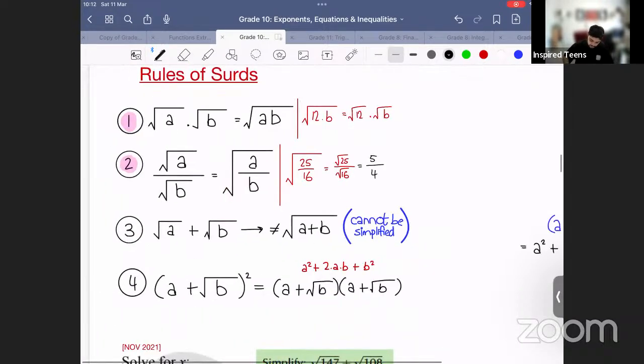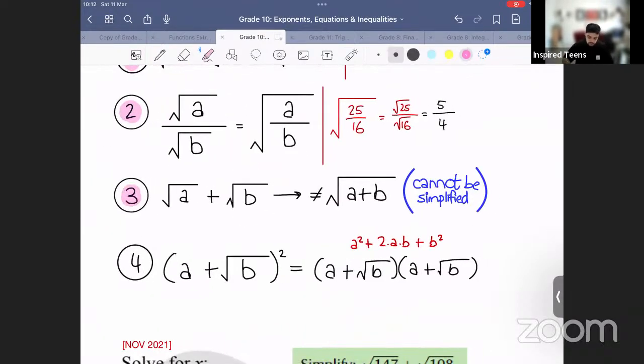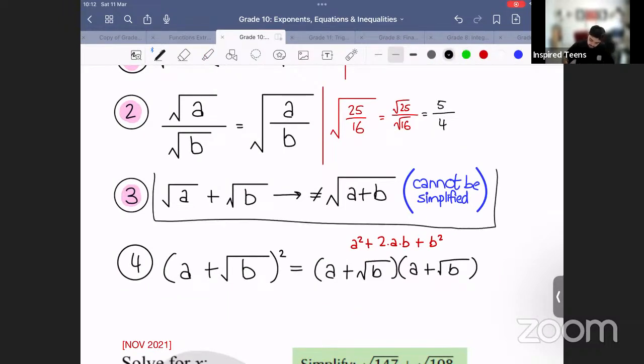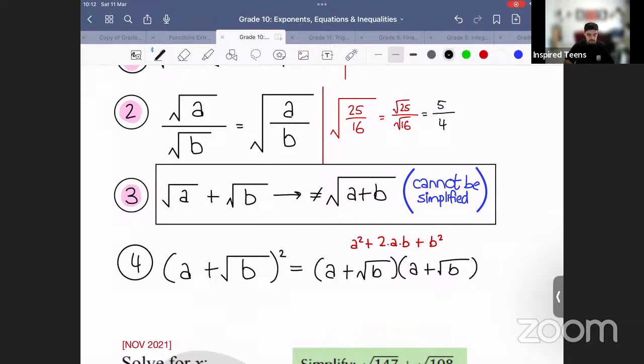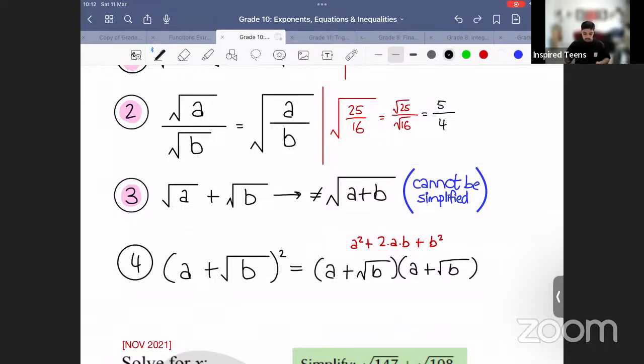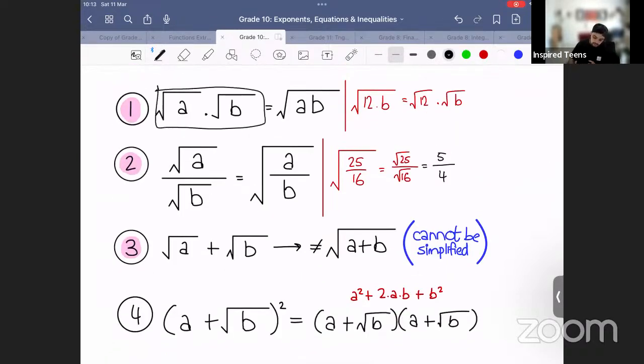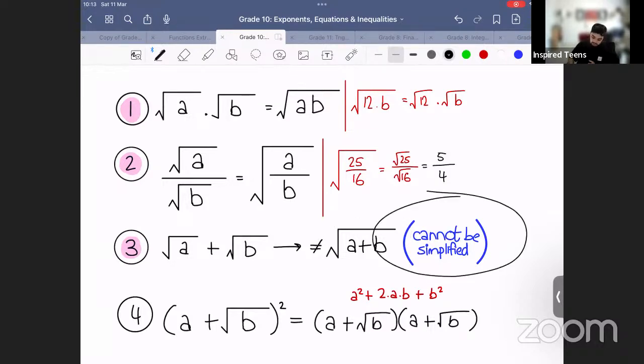Okay, let's look at rule number 3. It's not exactly a rule, it's basically telling you that you cannot simplify. Because you have root A times root B, that can be simplified when it's multiplication. You're multiplying, so you can simplify it all under one surd. However, when you have root A plus root B, please do not simplify this to root A plus B. This cannot be simplified. So do not make it root A plus B all under one surd.